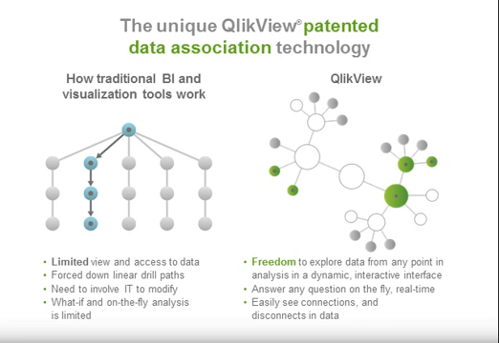And the way that's done is through a very unique patented data association technology. If you look on the left side of this slide, you'll see how traditional business intelligence visualization tools work. They're pretty hierarchical in structure. They're very rigid. It's forced down linear drill paths. And when you have a question at the bottom here, to get to the next answer, you have to first go all the way back up to the top and then come all the way back down again. Or you have to go back to IT and ask them to modify and to create a new report. And it's really hard to do what-if and on-the-fly analyses. It's very limited because the questions are predefined and the structure is predefined.